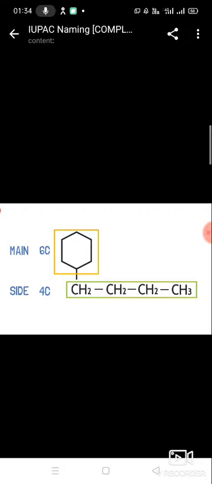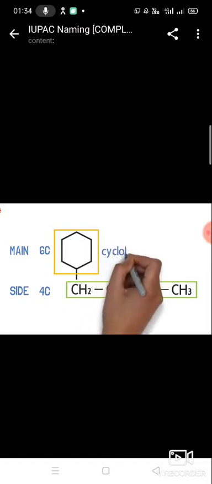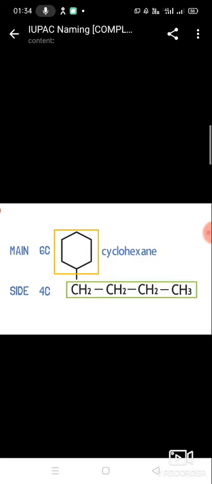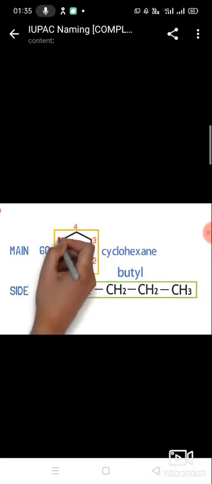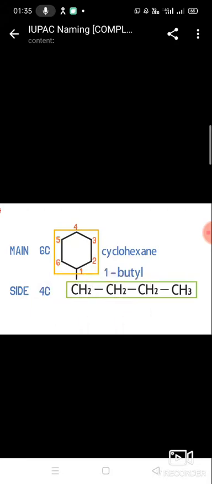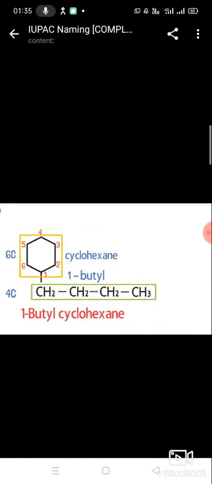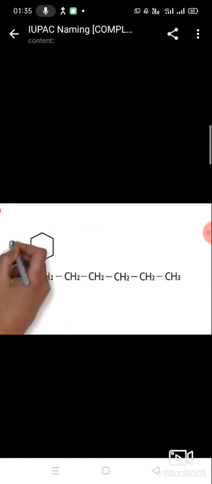How do we give the name of this compound? 6 carbons means cyclohexane, and the attachment has 4 carbons. 4 carbon means butane. If it is an attachment, we have to write it as butyl, an alkyl group. So cyclohexane, butyl. From the side chain we have to give the number. So cyclohexane 1-butyl. So the name of the compound is 1-butylcyclohexane.